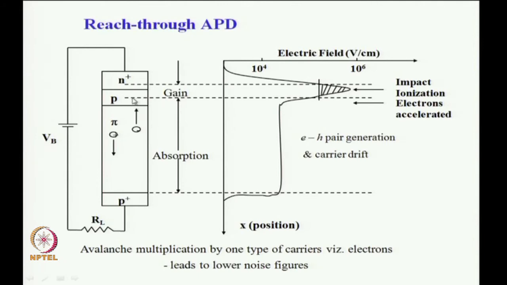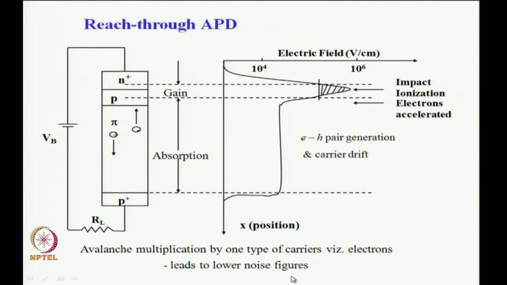The holes which are generated move in this direction, but they are moving in a region where the electric field is much smaller, or not strong enough to create an additional avalanche process. And therefore, this means that the avalanche process in this design of the structure is primarily due to electrons. So, the avalanche multiplication is primarily by one type of carrier, namely electrons. This leads to much lower noise figures.